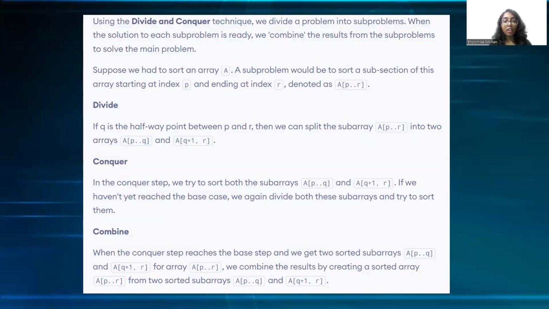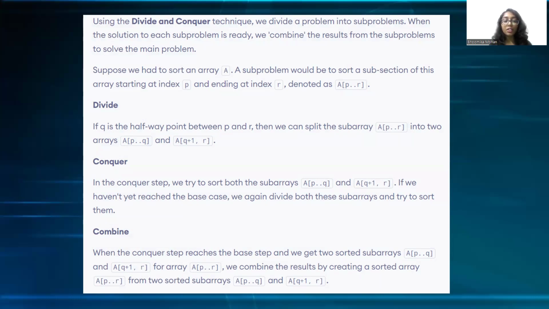Suppose we had to sort an array A. A subproblem would be to sort a subsection of this array starting at index P and ending at index R, denoted as A[P..R]. The first step is divide. If Q is the halfway point between P and R, then we can split the subarray A[P..R] into two arrays, that is A[P..Q] and A[Q+1..R]. Second is conquer. In the conquer step, we try to sort both the subarrays, that is A[P..Q] and A[Q+1..R].